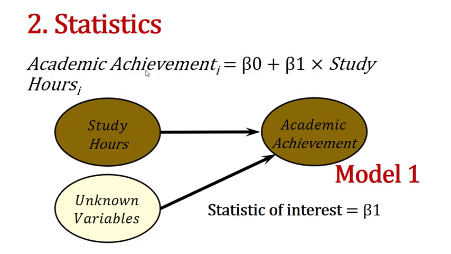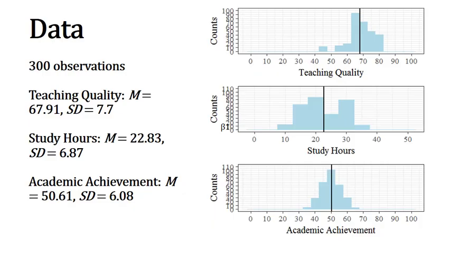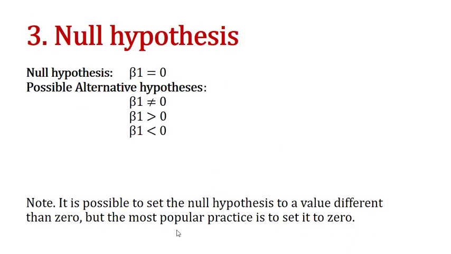Okay, so basically we've got the statistic, beta 1, which is what we are interested in. So we have to obtain the summary statistic in our sample. Okay, so the data here, there are 300 observations. That's the same graph that I showed in previous videos. We are only going to be interested here in study hours and academic achievement, and not in teaching quality. So the same data as before.